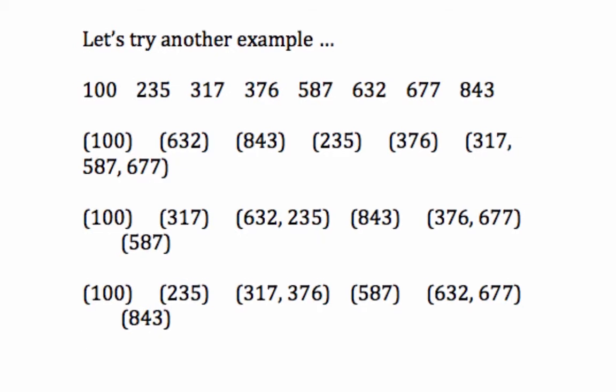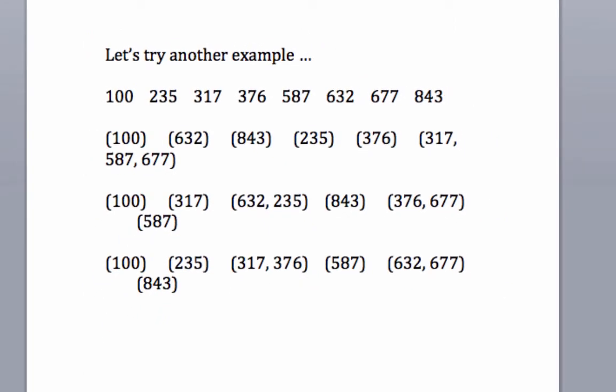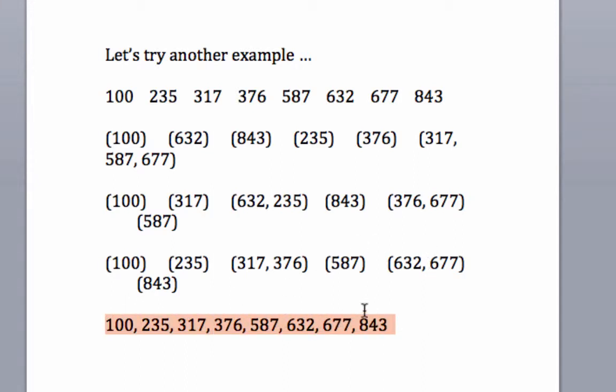And then I simply now get rid of my buckets, the groups. So I have 100, followed by 235, followed by 317, 376, 587, 632, 677, and 843. And those numbers are in increasing order.